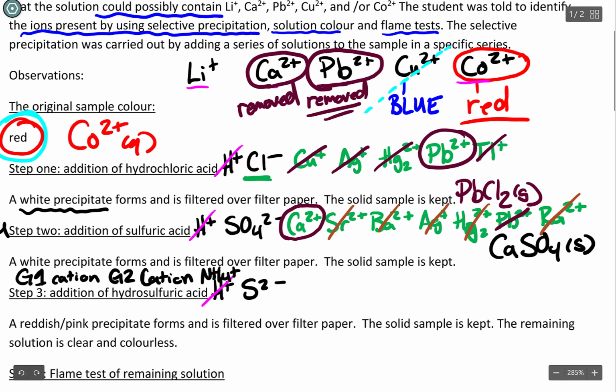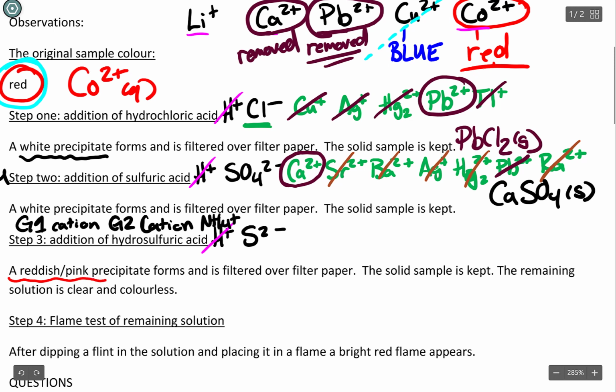Okay, so first thing, it wouldn't have formed a precipitate with lithium because lithium is a group 1 cation and sulfide is soluble with it. This is already removed. This is already removed. I know this is not there because the solution wasn't blue or purple with the two colors mixed. And so all I have left is cobalt. Now there is a bit of a hint here as well. It says it forms a reddish pink precipitate. And if this is a red ion, it'll tend to form a precipitate of a similar color.